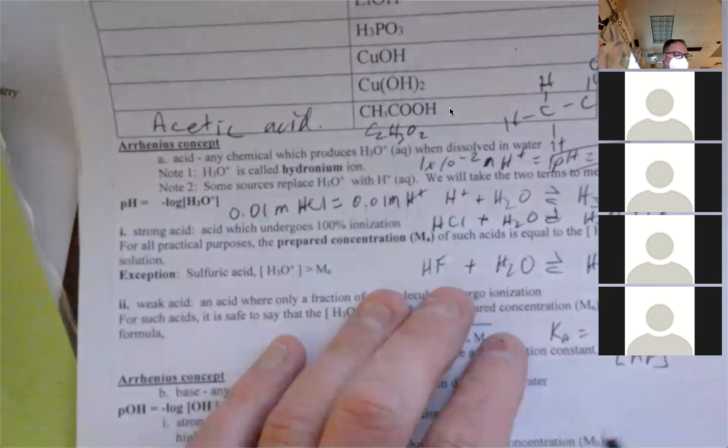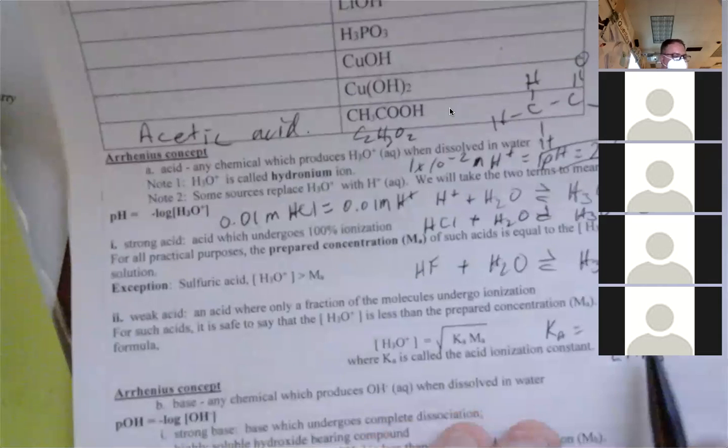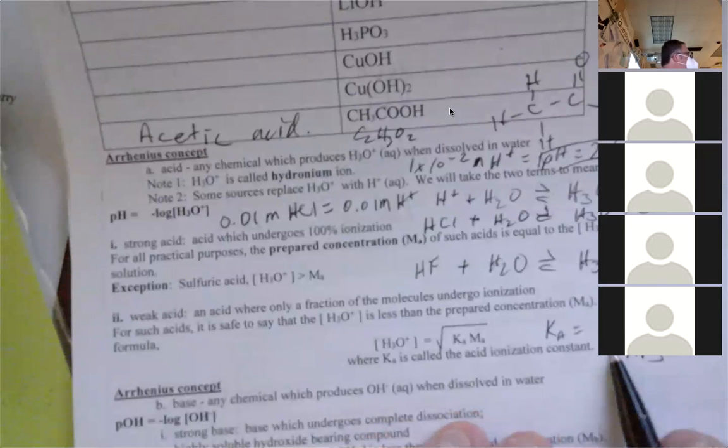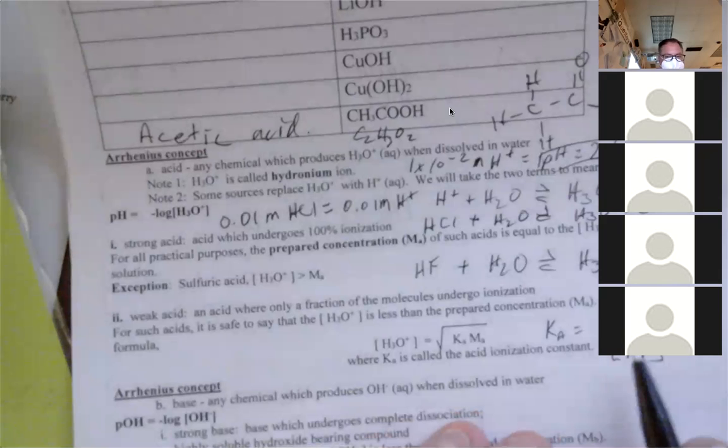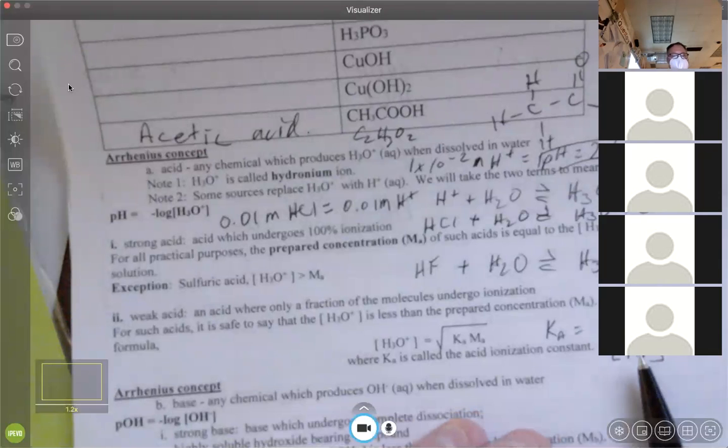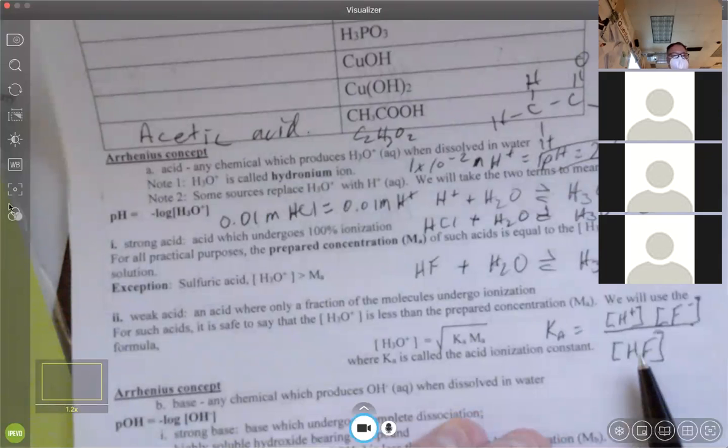So if this is our equilibrium, everybody can agree products on top, reactants on bottom. This is our equilibrium, right? We're good with that. Can you see that okay? Or does it need focus? We said water is what? A liquid. So if I put water in there, what's it going to be? 1, right?